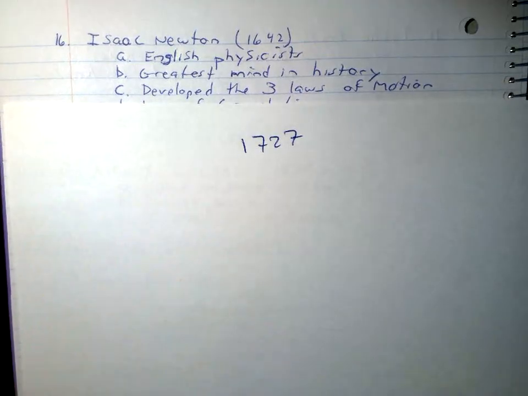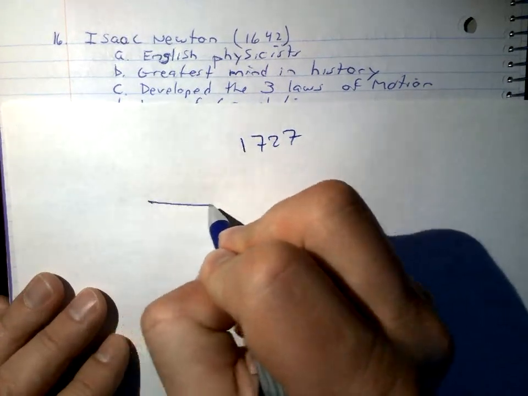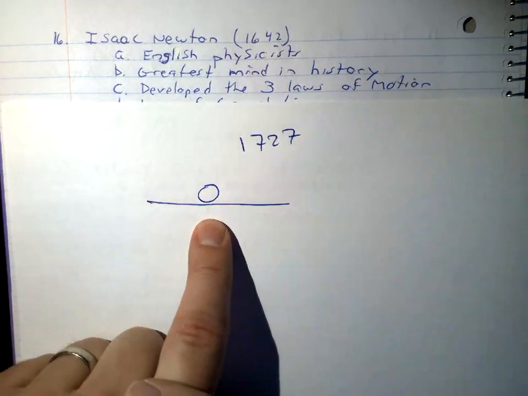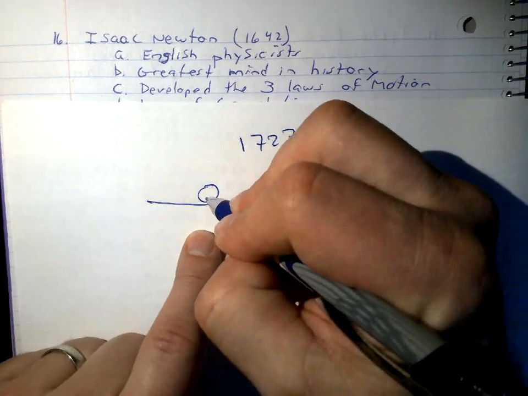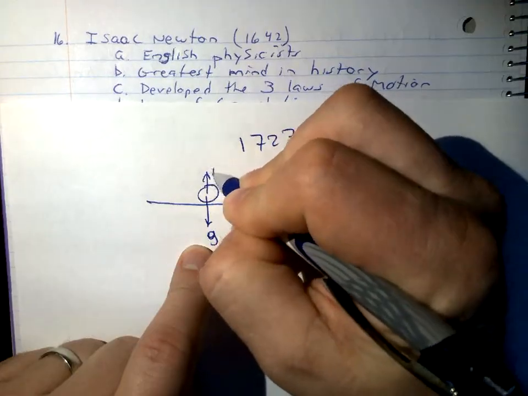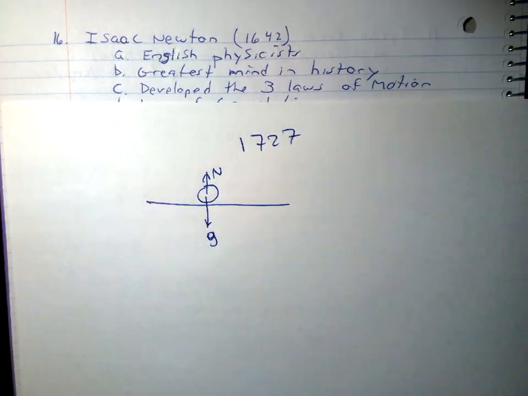He developed what we call these three laws of motion. We can talk about these later, but I will give you one right now. If you take a ball or an object and you just let it sit there, it's not going to move at all, right? There's no motion. You have gravity and you have what you call a normal force, but there are no other forces acting on it, right?